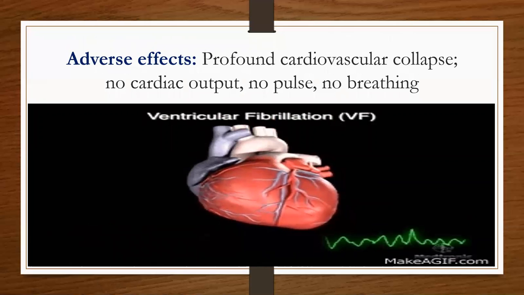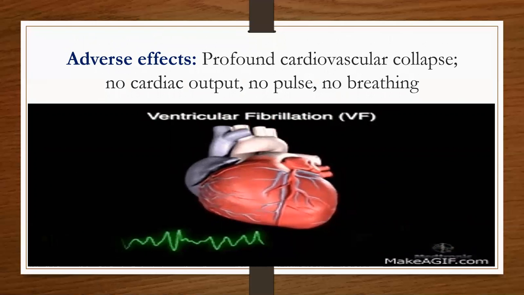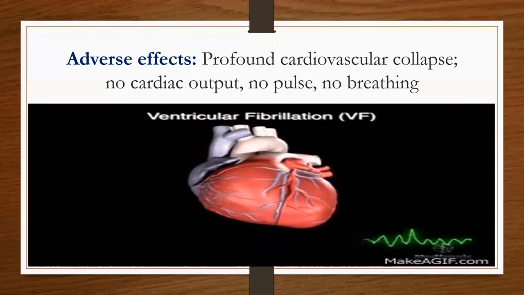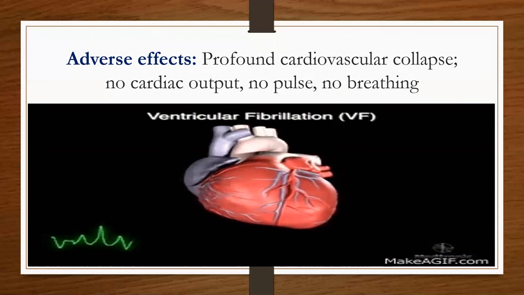VFib is another lethal rhythm. Again, patients cannot tolerate this rhythm. They get into profound cardiovascular collapse. There's no cardiac output, there's no pulse, and there's no breathing. You see the heart is just sitting there and it's just quivering.